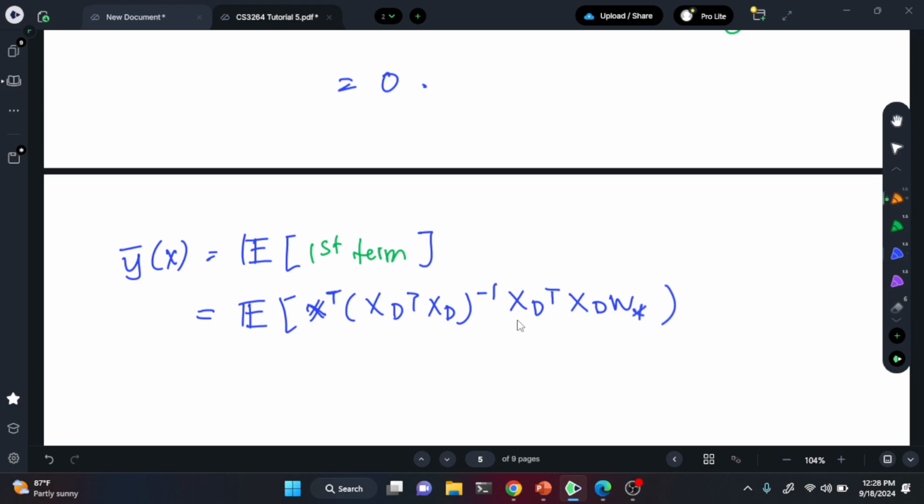Remember that this part is just from our problem 1, where t is equal to XD W star plus epsilon. The epsilon part is removed already. So now this is just the remaining one. How do we simplify this? Tutorial 1.